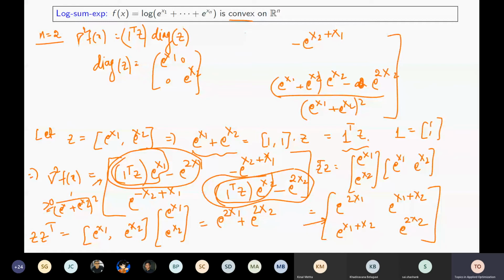Okay, just confirming the Hessian ones, shouldn't the non-diagonal terms be like, suppose, 1 transpose z minus e to the power x1 plus z2 upon 1 minus 1 transpose z square? There are 1 transpose z terms missing in a few places.